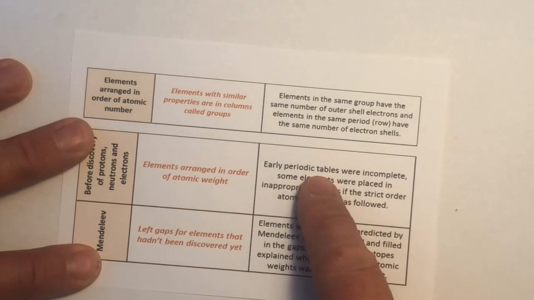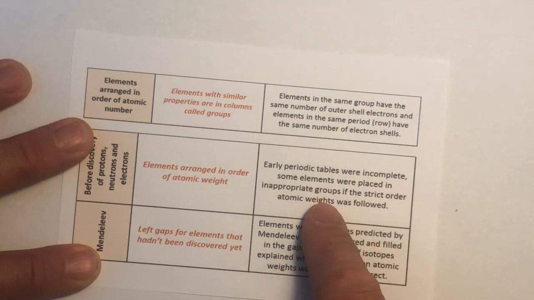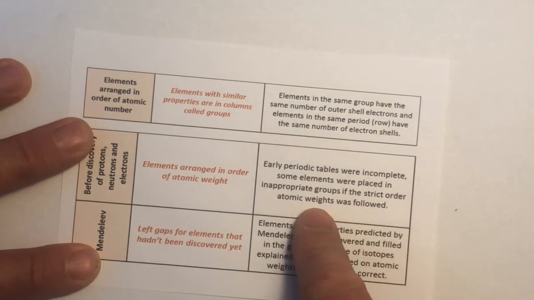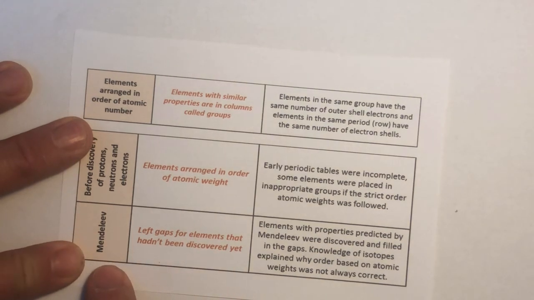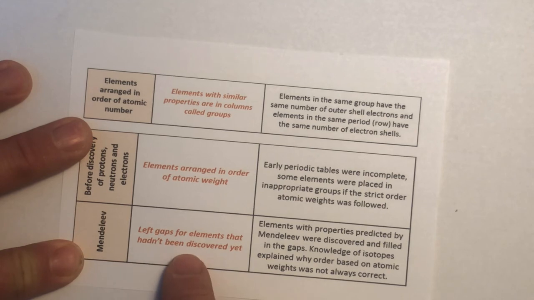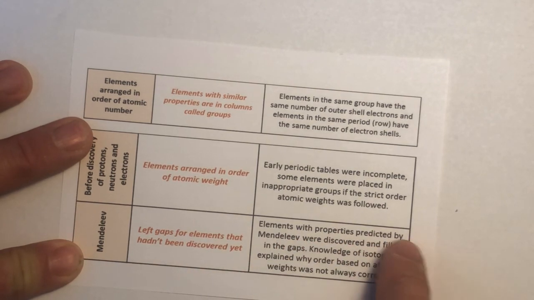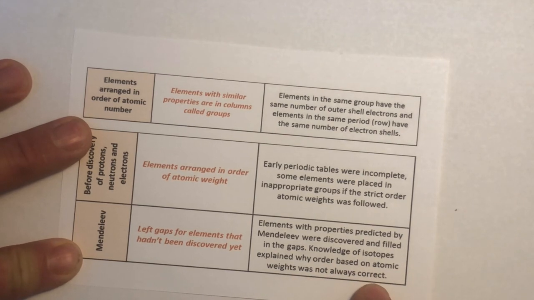Basically, early periodic tables were incomplete. Some elements were placed in inappropriate groups if the strict order of atomic weight was followed. Mendeleev came along, and left gaps for elements that hadn't been discovered yet. The elements with properties predicted by Mendeleev were discovered and filled in the gaps. Knowledge of isotopes explained why the order based on atomic weight was not always correct.